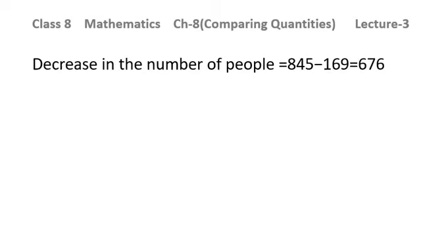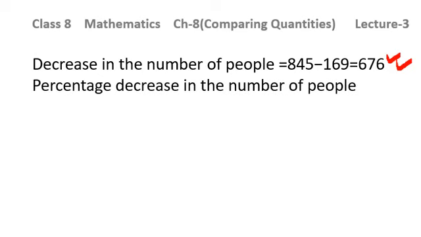So decrease in the number of people will be 845 minus 169, that will give you 676. So these many people have decreased as compared to Sunday. On Monday, these many people visited the zoo. So this was the decrease in the number of people, 845 minus 169, equal to 676. We want percentage decrease in the number of people, and we know the formula: decrease in the value over original value into 100%.